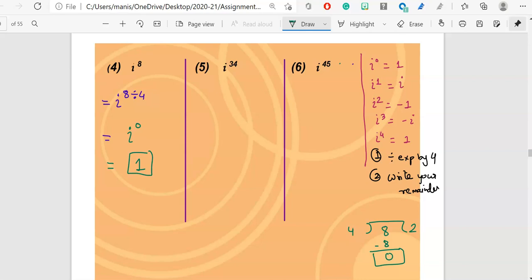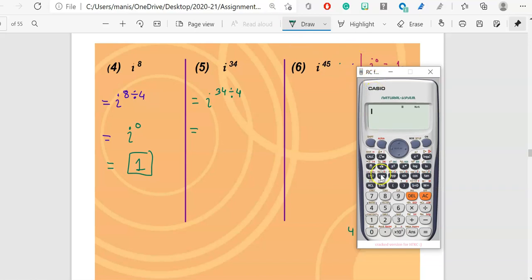i to the power 34. So what I have to do is use the same approach over here. This is my step number 1. It says divide your exponent by 4 and write your remainder. Now, this creates a problem because some of you are really good with tables and some of you are not. I will show you. You can use your calculator over here.